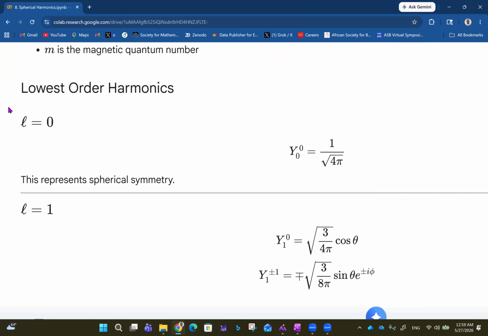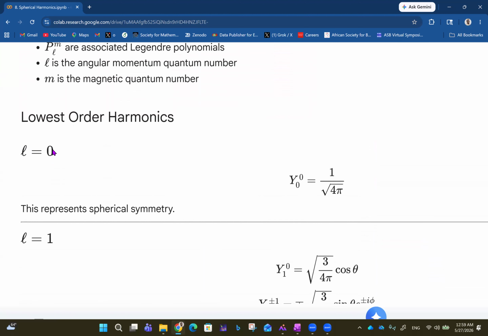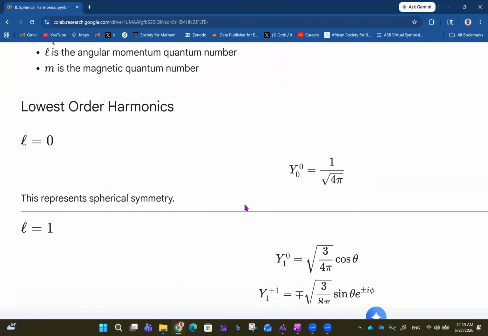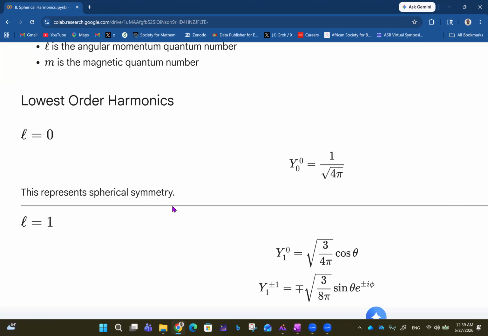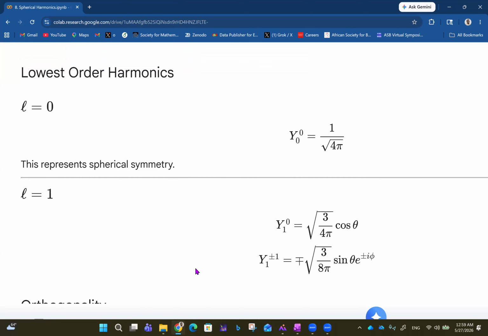So the lowest order harmonics: first of all, you have the angular momentum quantum number. When it is zero, you have Y00 equals 1 over square root of 4 pi. So this represents spherical symmetry. And then for L equals 1, you have Y10, which is square root of 3 over 4 pi cos theta. And Y1 plus or minus 1 is equal to minus or plus square root of 3 over 8 pi sine theta, e raised to the power plus or minus i phi, like that.